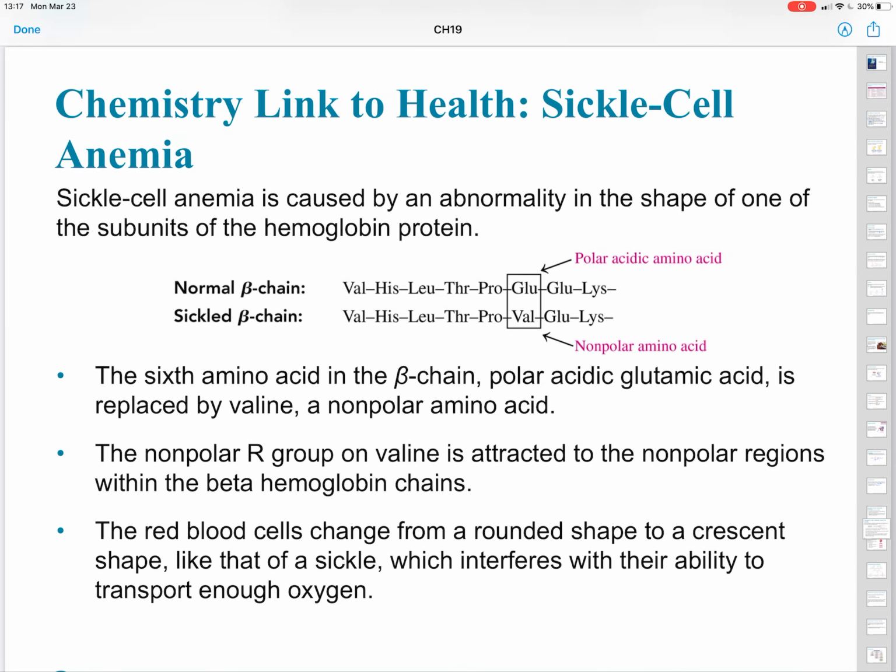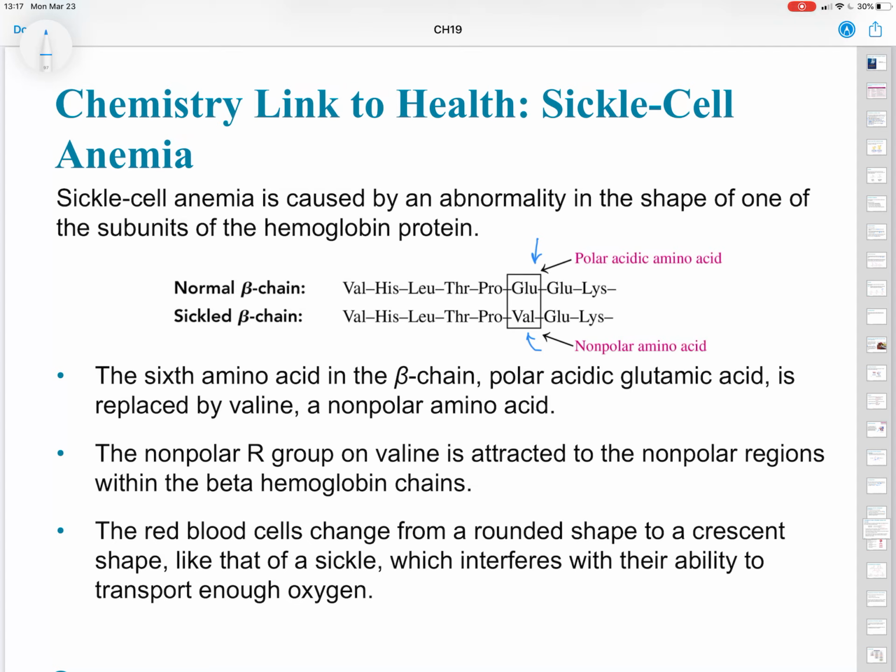Sickle cell anemia is one of those good examples of how just one amino acid change really messes everything up. In your, I think it's the beta chain, the 6th amino acid down is supposed to be a glutamate, and instead it gets turned into a valine through a mutation.